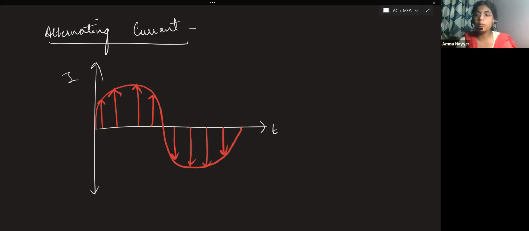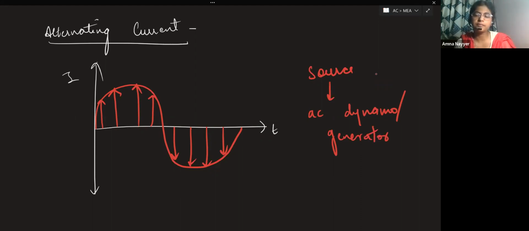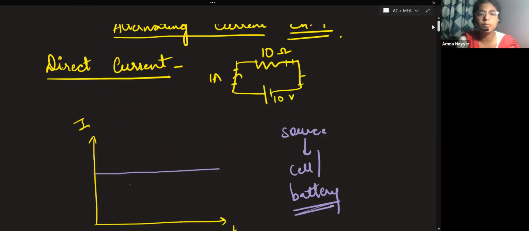And what do we say? What's the source of it? The source is basically an AC dynamo, or we call it an AC generator as well. Now all the previous concepts of EMI that you have studied will come. Just note down till here. Then we'll start with AC.